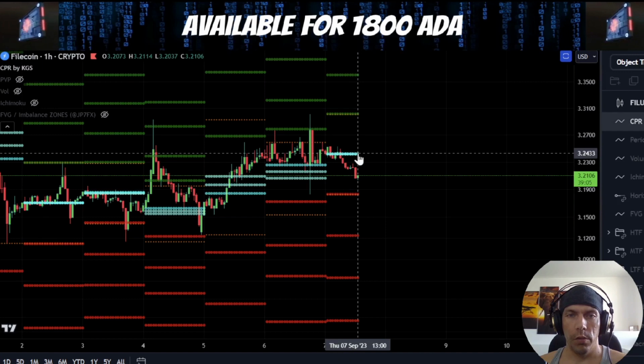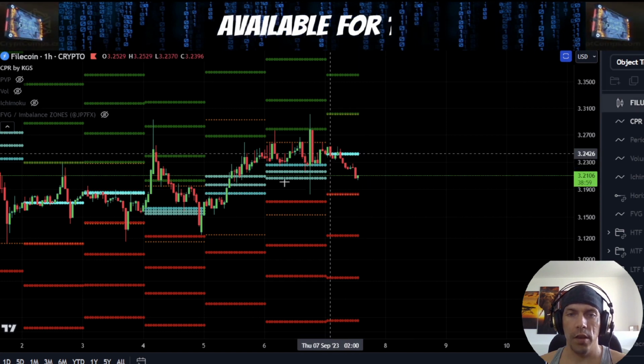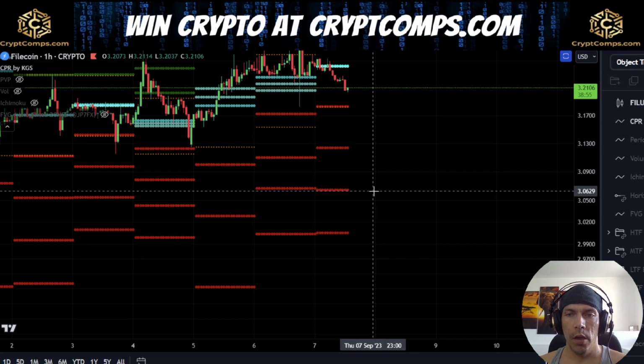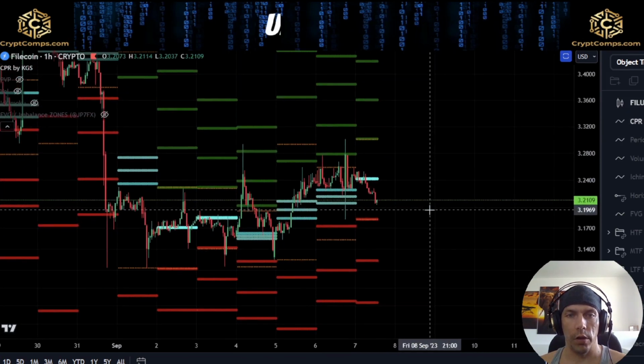Having a look at the daily CPR lines, what we can see is that we are currently under our central line, which is indicating volatility today. We do have the potential to find support lower down here at this 318. If we lose that level, other targets for today would be this 312. We have this 306 and this $3 as potential downside targets for today.